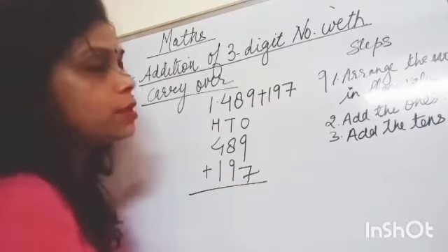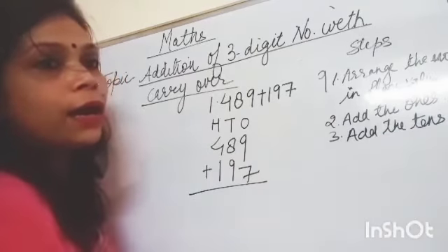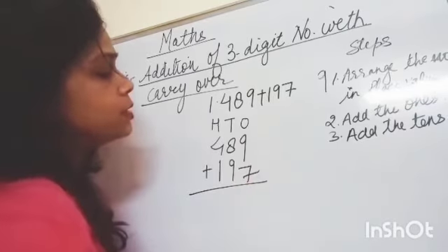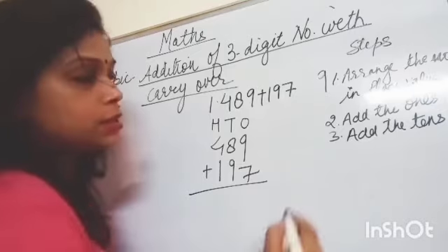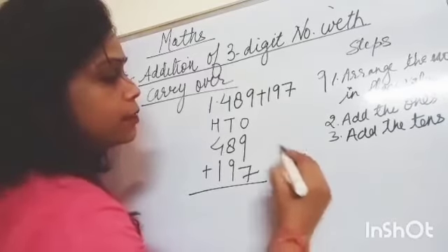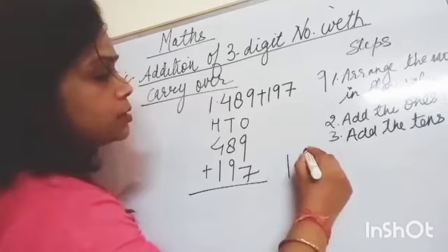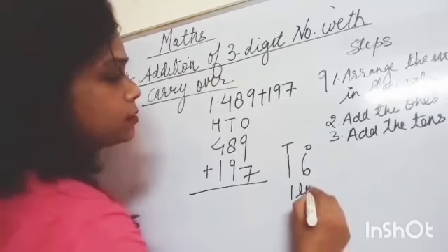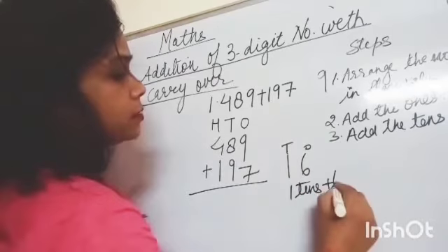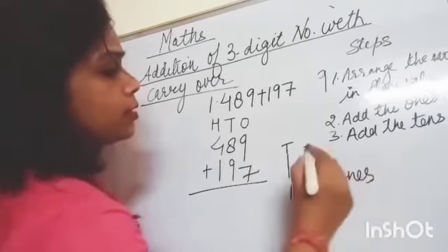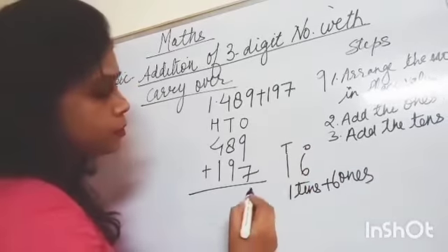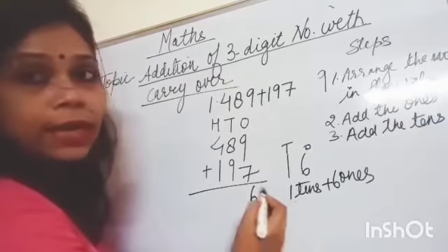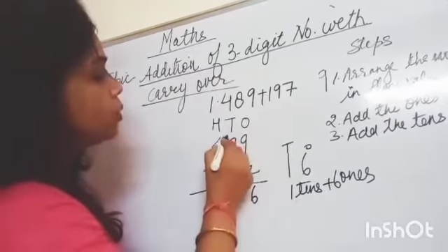What is the second step, students? Yes, we will add the ones. What is the value of ones? 9 ones and 7 ones is equal to 16 ones. Again, 16 ones can be written as 1 ten and 6 ones. So what will we do now? The 6 ones we will write in the ones column, and the 1 ten will be carried over to the tens place.